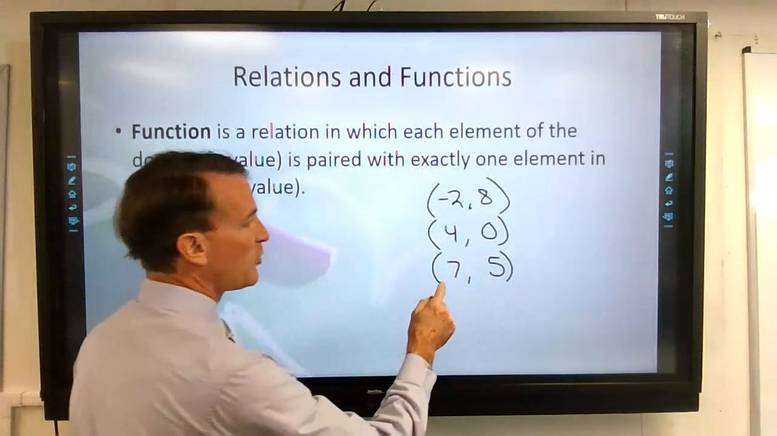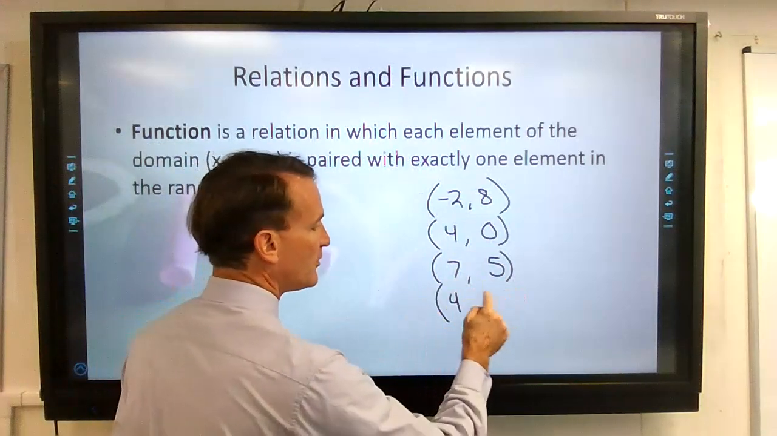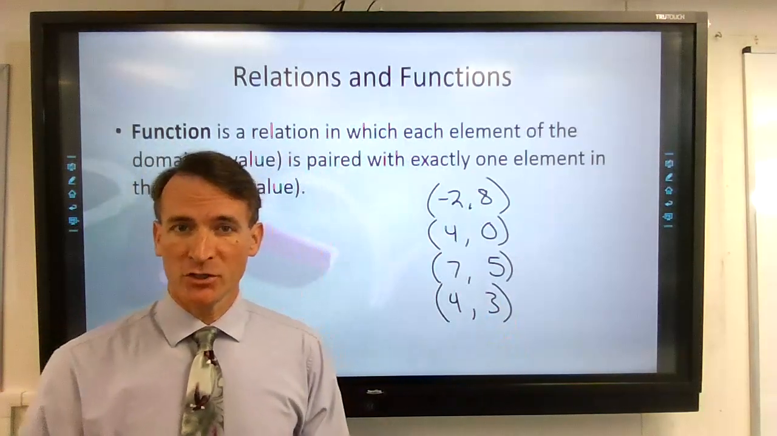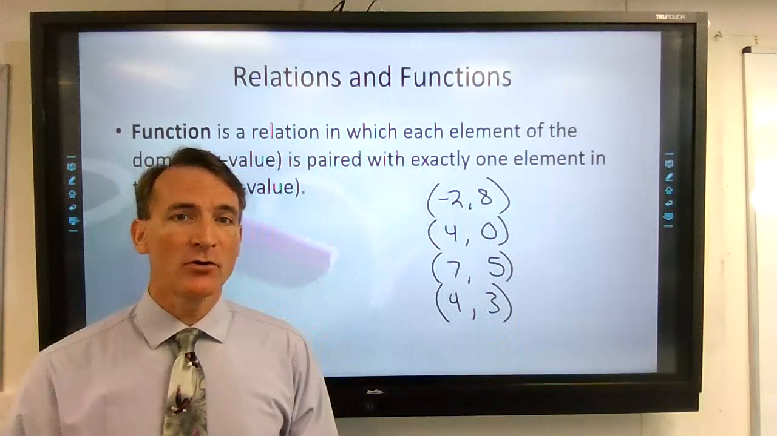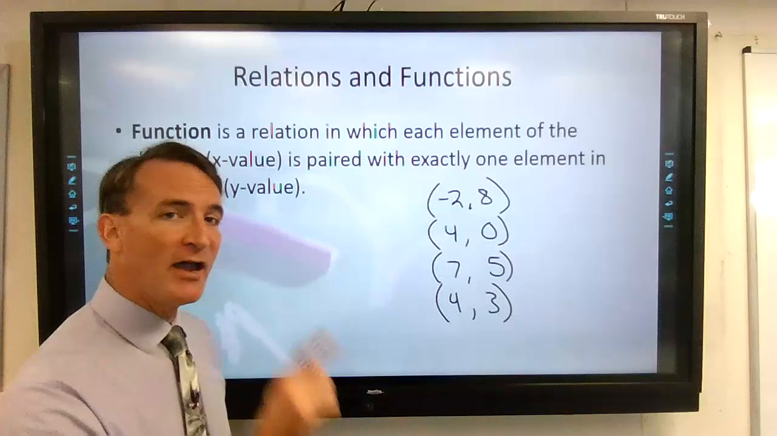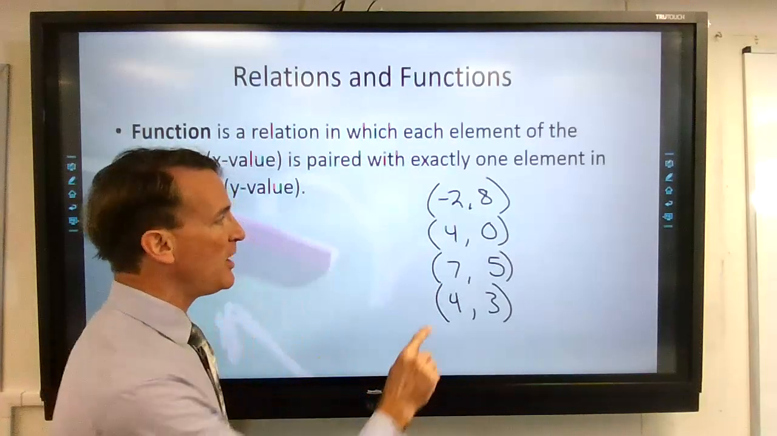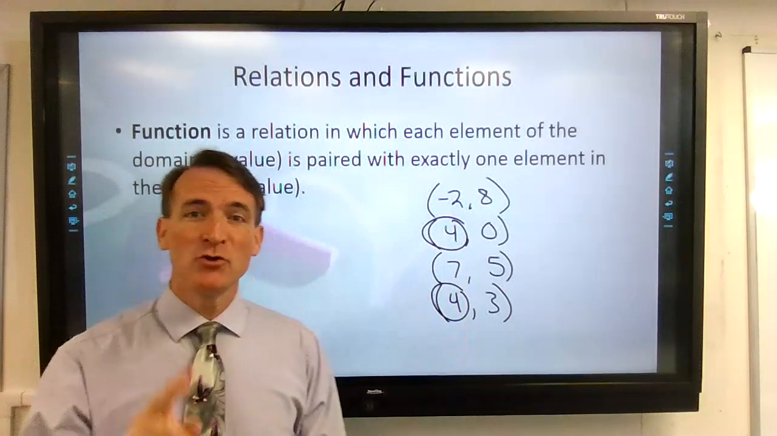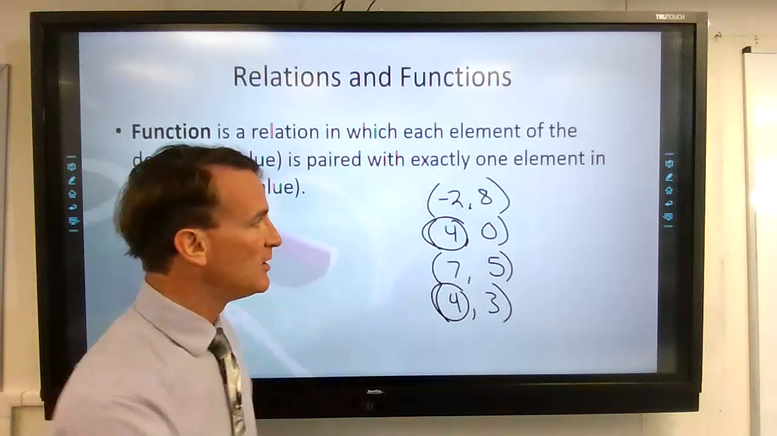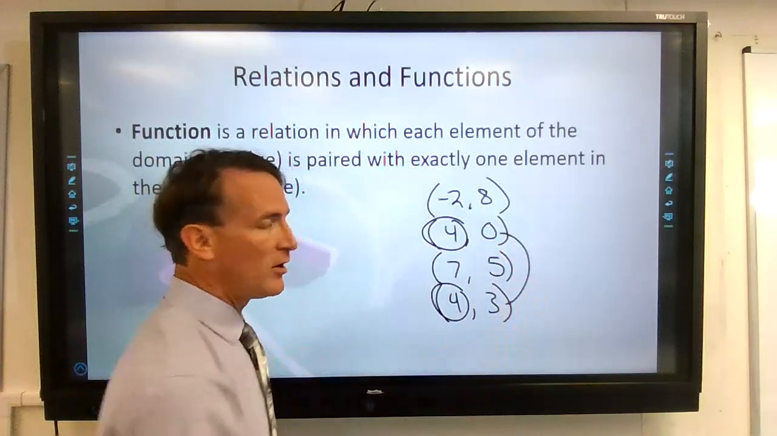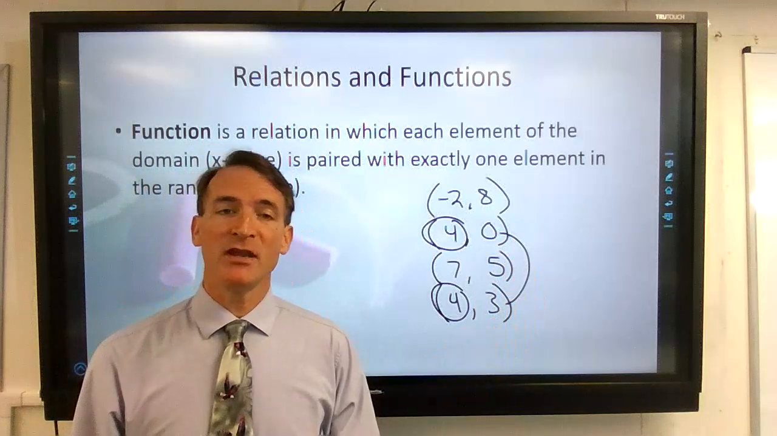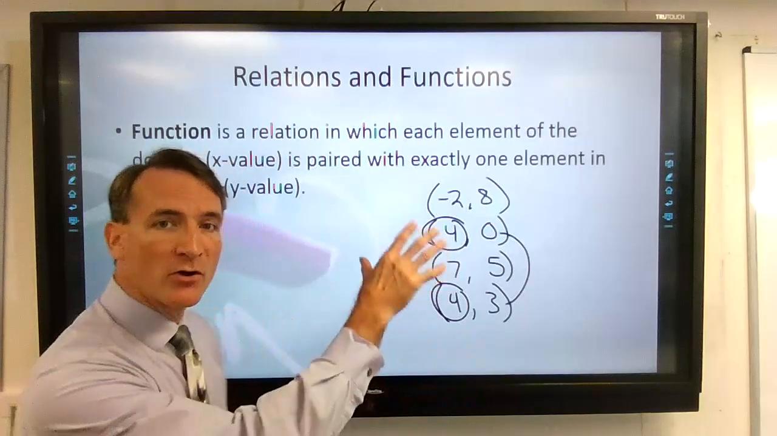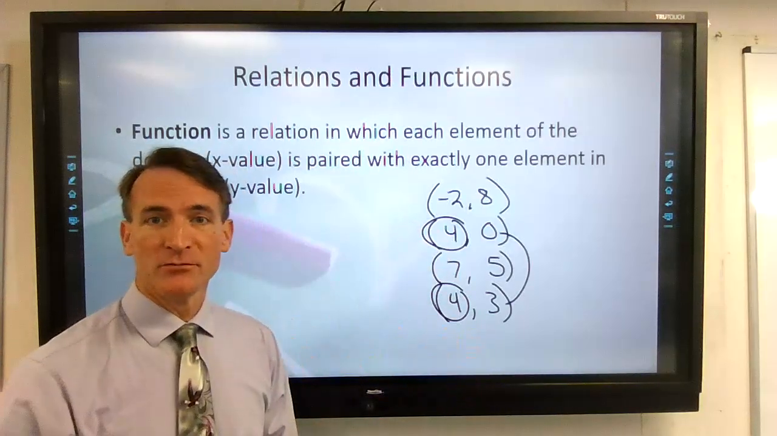Now, if I threw another point in there, let's say (4, 3), now it is no longer a function. The reason it is no longer a function is because I have a single value in my domain, that of 4, that gives me two different values in my range. In one case it gives me a 0, in the other case it gives me a 3. So this would no longer be a function.